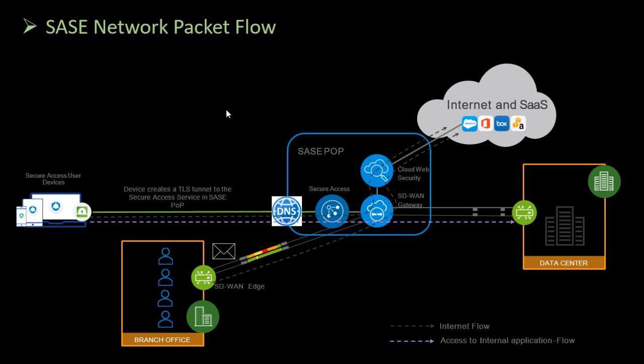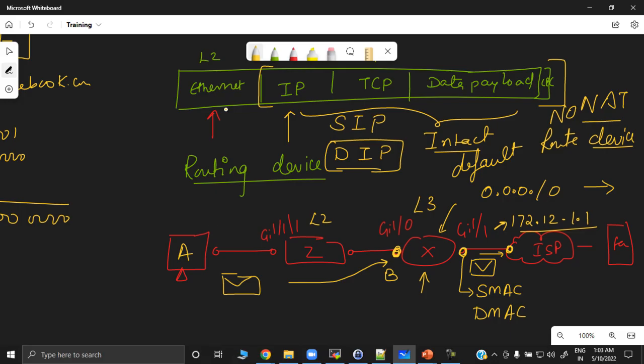So let's have a look at the packet flow. If it is coming from the remote user, it will go like this, right? And if it is coming from the branches, then it will go like this. So let me explain this in more detail. So it's like this.